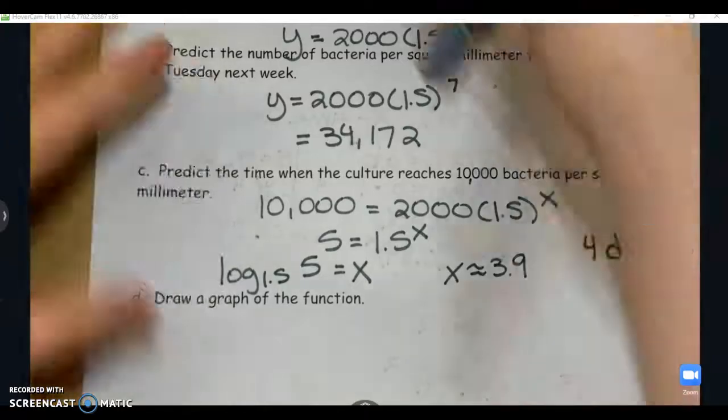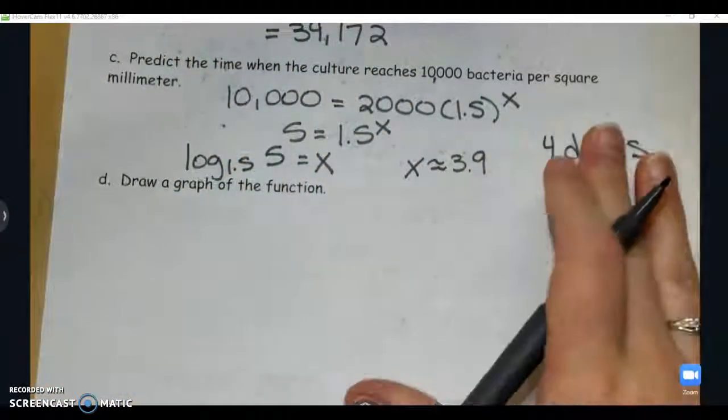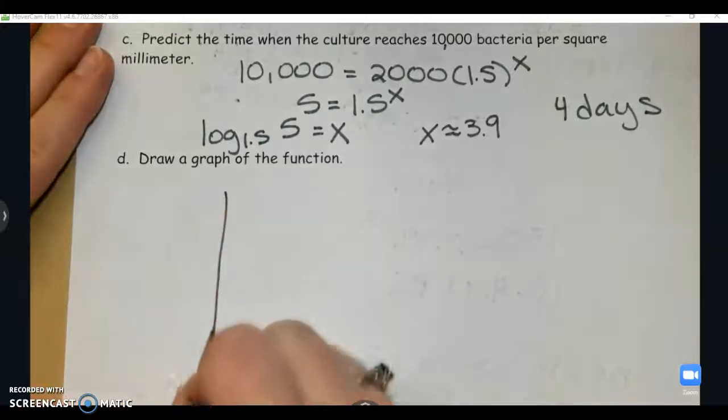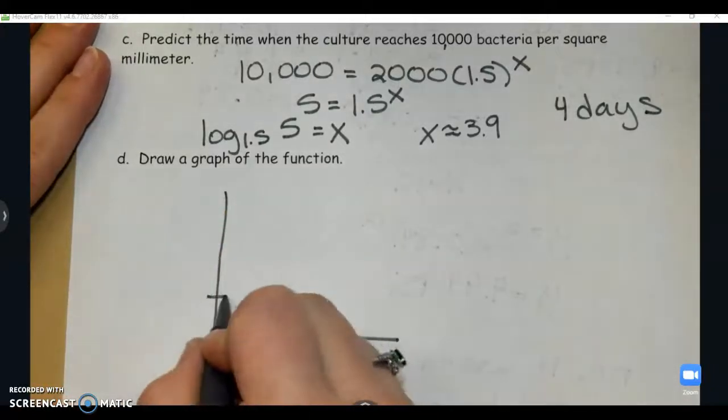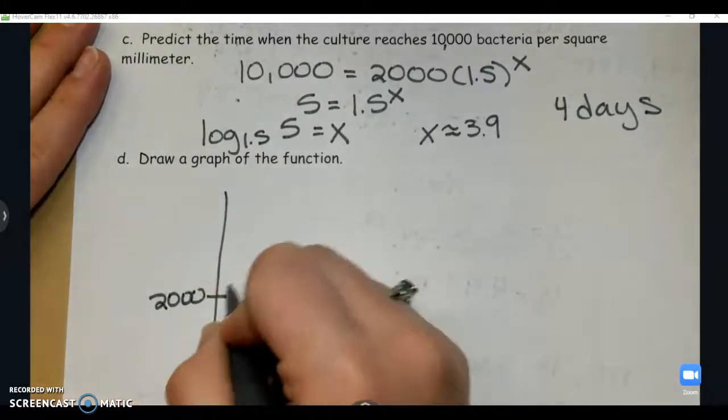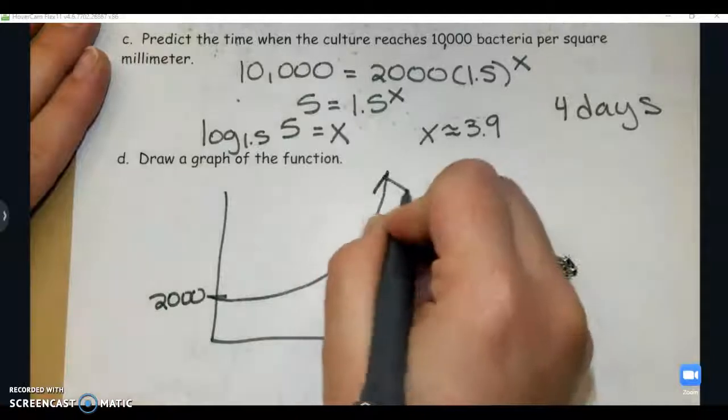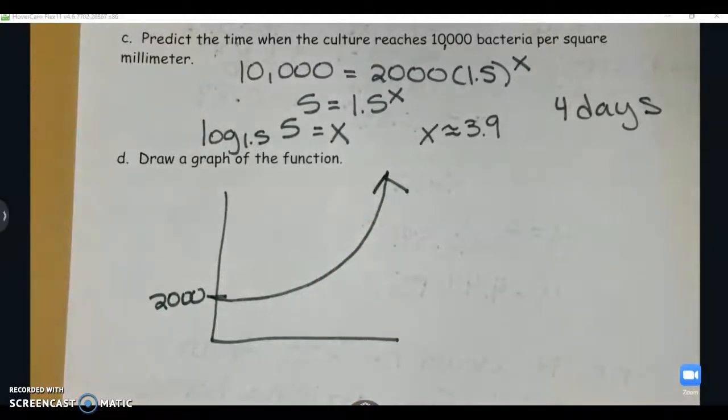All right, and then drawing a graph of the function. Again, this is going to be exponential growth. So when time was 0, we had about 2,000, and you should be seeing growth from there. Okay, and that is it for that set of notes.